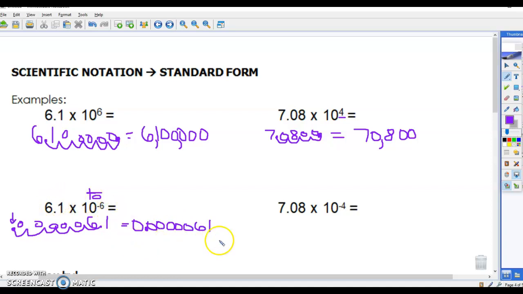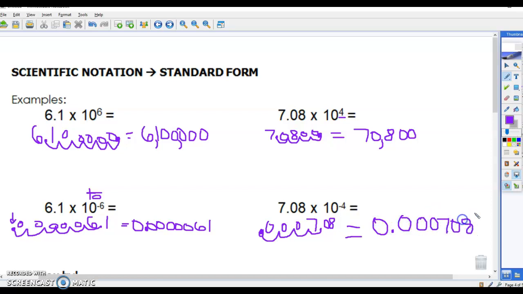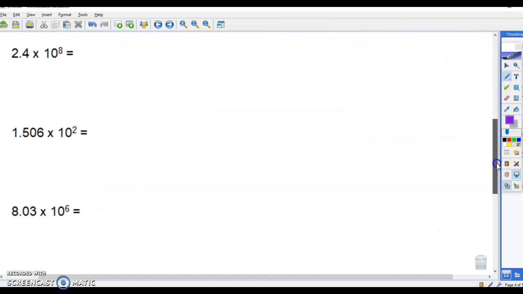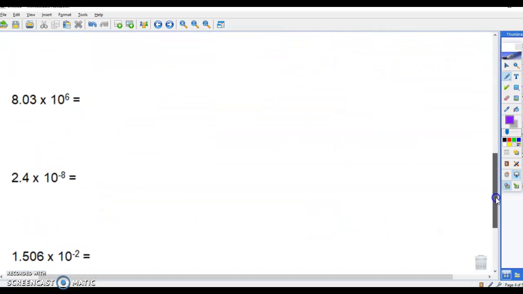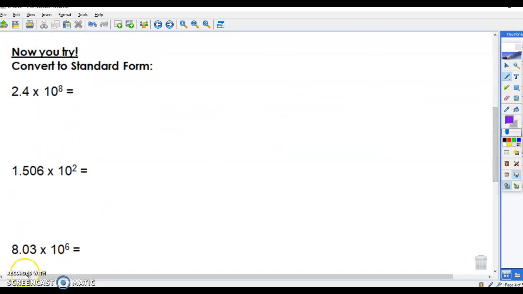Scientific notation, standard form. This one is a negative 4, so I'm moving left 4 spaces because my number is getting smaller. Rewrite your number without any loops so that we can read your answer. And there you go. Try these down at the bottom, and I'll show you the answers. Go ahead and pause your video.